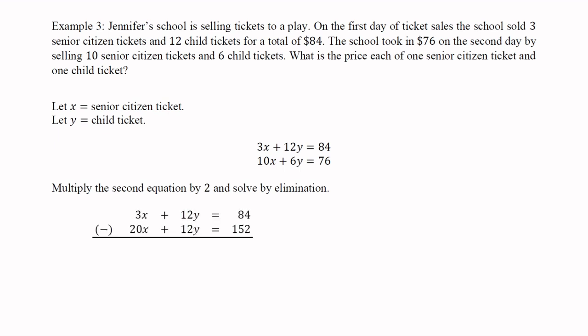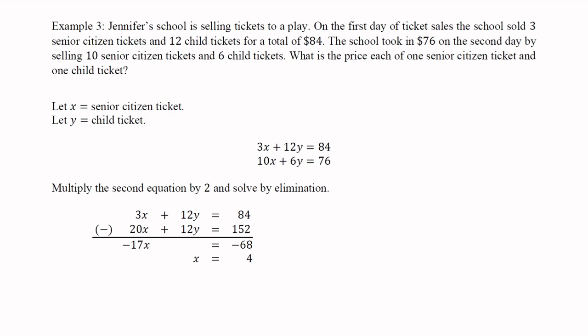And if we subtract the 2 equations from one another, 3 minus 20x would give us negative 17x. 84 minus 152 gives us negative 68. Of course, our y's cancel. And then divide each side by negative 17, and you get x equals 4.